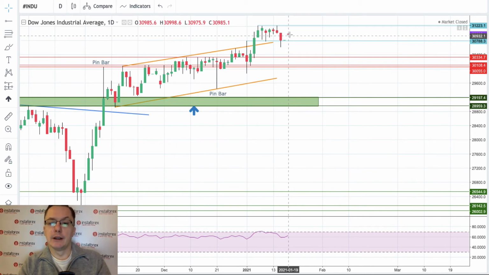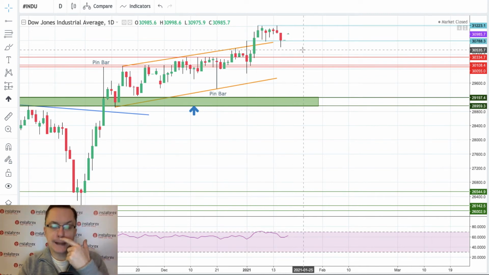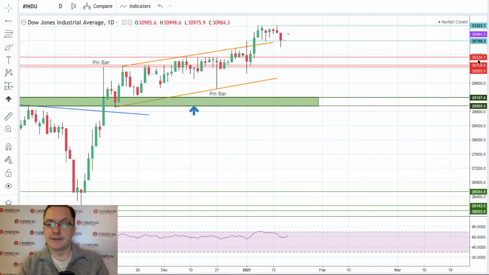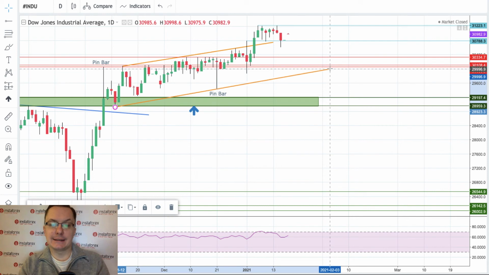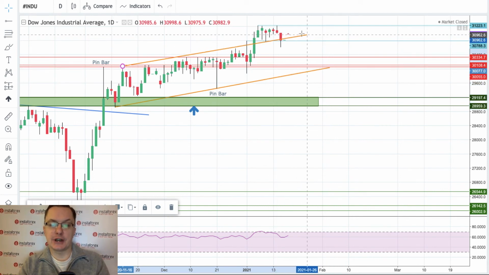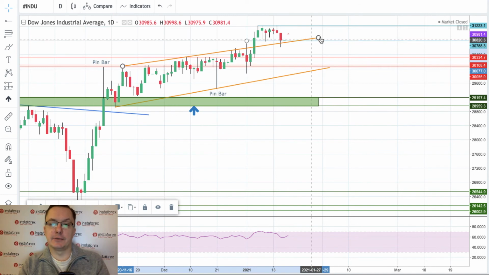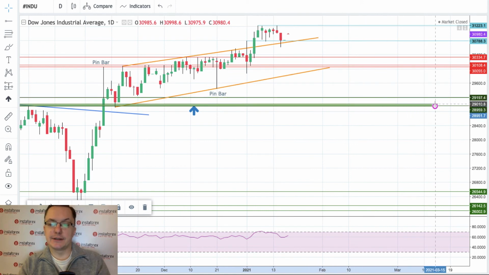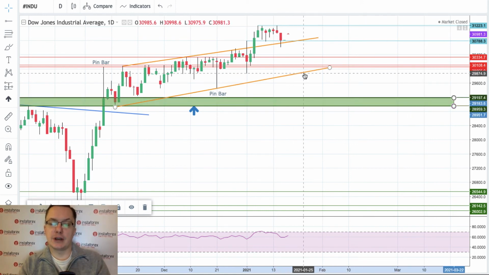But anyway, we have the first violation of the 30,788. The next target for bears is of course 30,334. If the levels here between 30,055 and 30,334 are violated, then of course we are going back inside of the middle of this channel here. Right, so the bulls are still fighting for it. We are back inside of the channel, and then we will be testing possibly this lower channel line as well. So that's the Dow Jones Industrial.